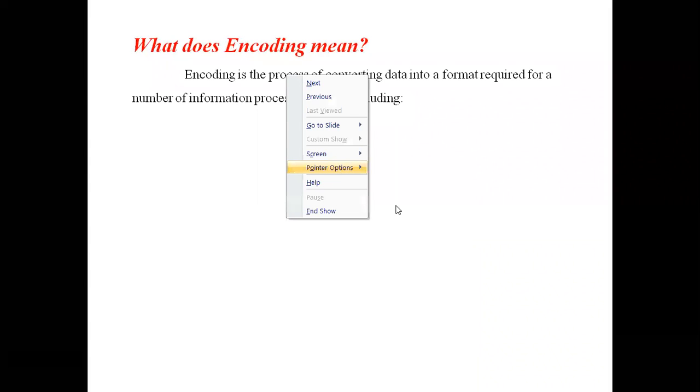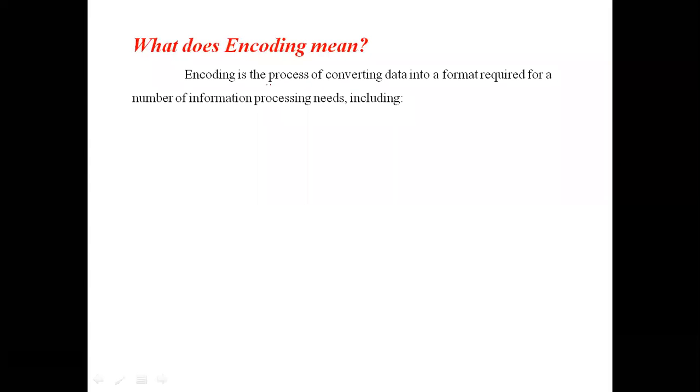See the definition of this encoding. Encoding is the process of converting data into a format required for a number of information processing needs. When we come to computer science, what does the definition of encoding mean? It's the process of converting data into a format required for information processing needs. Whatever format is understandable for the information processing systems, converting the data into that format is called encoding.